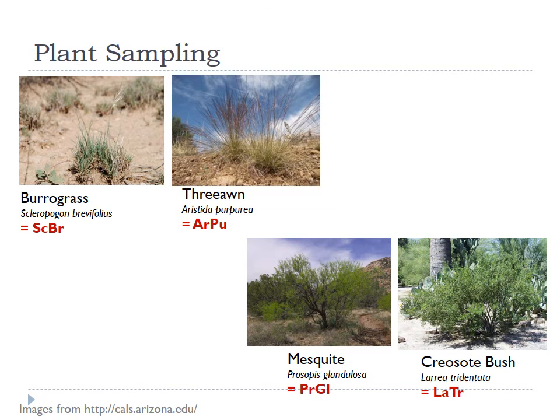Okay, again, I'm going to go back over the plants that we are studying today in this project. We're going to look at burrow grass, which is Scleropogon brevifolius, so its code is SCBR. Purple three-awn, it's Aristida purpurea, its 4-letter code is ARPU. Mesquite is Prosopis glandulosa, so PRGL. And creosote bush is Larrea tridentata, LATR. So those are the 4 plants we're going to examine.